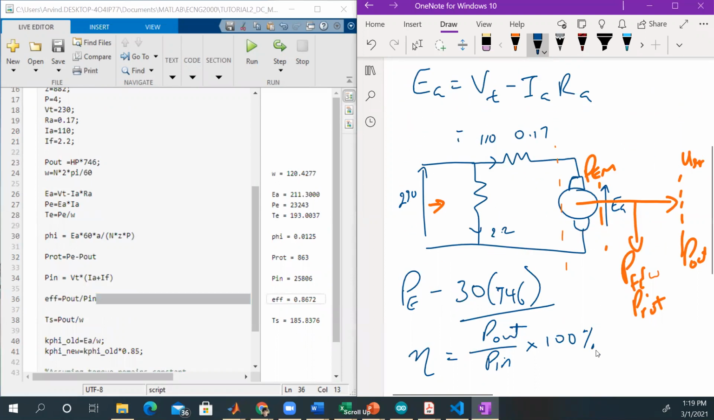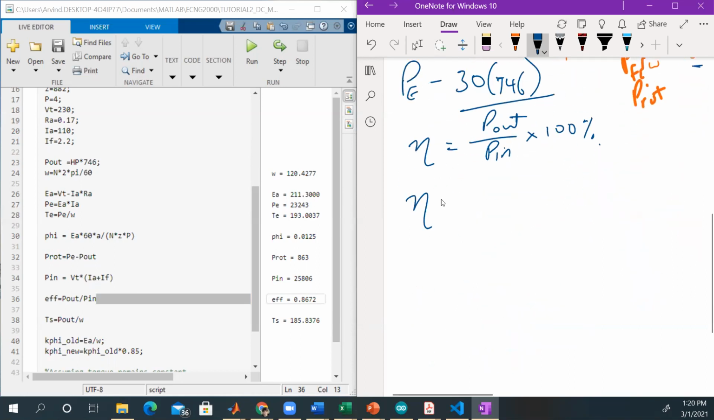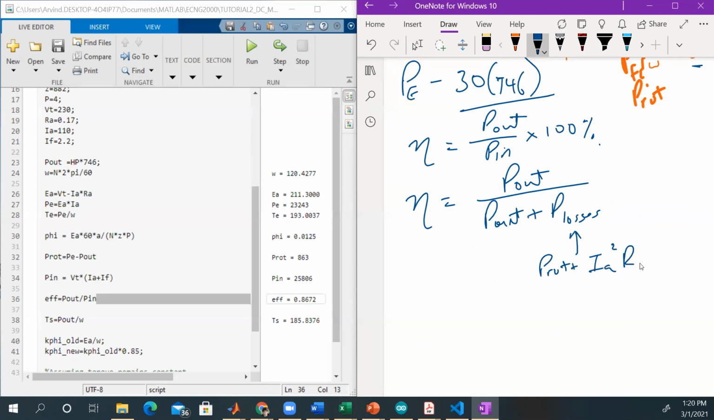Right. So we want P out on P in. We know what P out is, which is the horsepower. Now we want to get P in. So P in is the same as P out plus P losses. We could take it in a number of different ways. We could say P out plus P losses, and we could get P losses from the rotational losses plus IA squared RA plus the losses in the field.